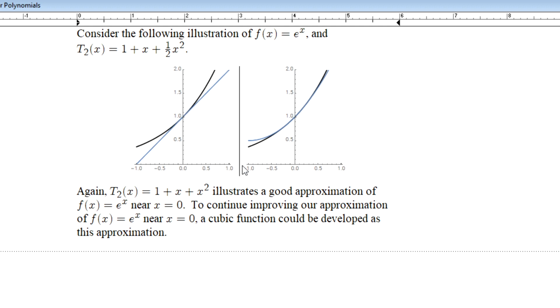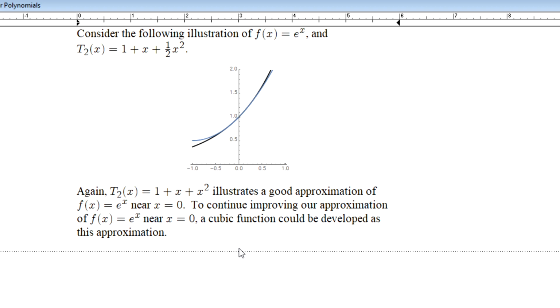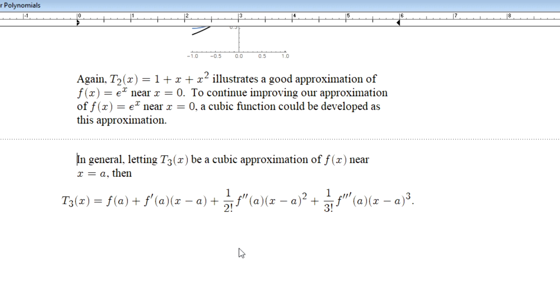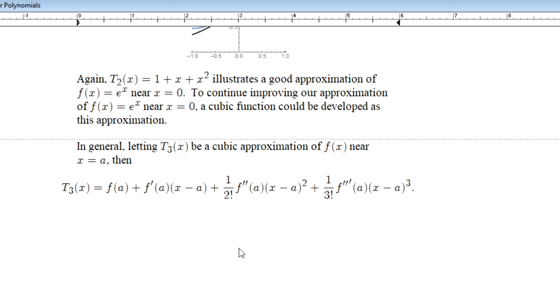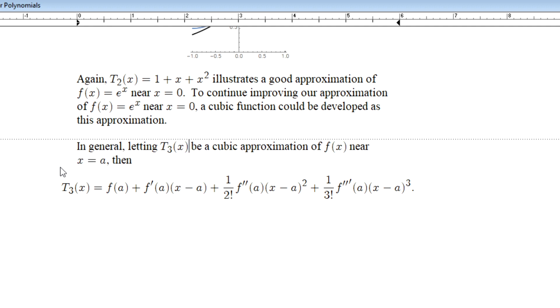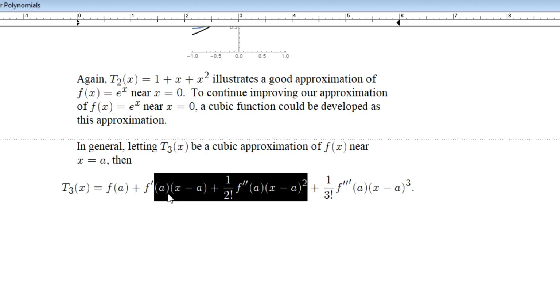All right, so let me go back to our notes as we saw them and continue on here. Now those are linear and quadratic approximations. Let's consider doing a cubic now. In general, letting t sub 3 of x be a cubic approximation of our function near x equal to a, then what we're going to end up developing for t sub 3 of x is going to be this calculation. You'll notice the first 3 terms are the same as what we saw in the parabolic approximation of f of x near x equal to a.